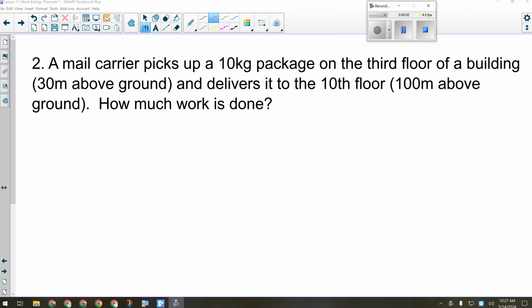Okay, so according to my notes from Mrs. Vaughter, this is where you guys left off yesterday with the mail carrier question. Right, so here, quick review.